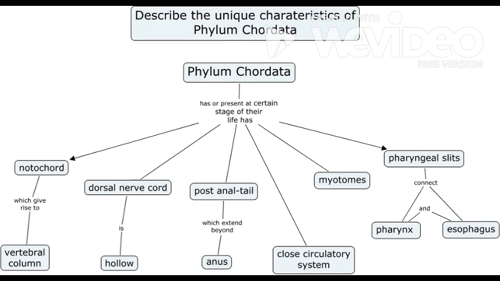We all have, at some point in our lives, a dorsal nerve cord, notochord, a post-anal tail, myotomes, a closed circulatory system, pharyngeal slits, such as an esophagus.